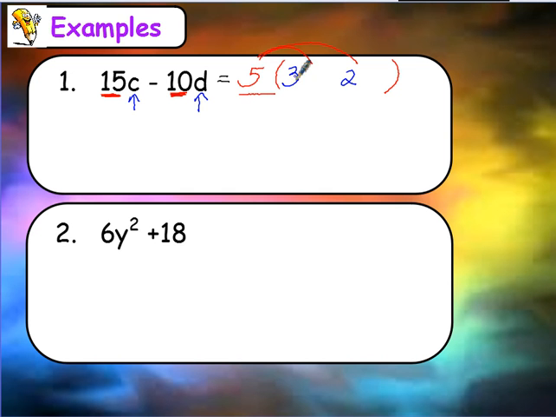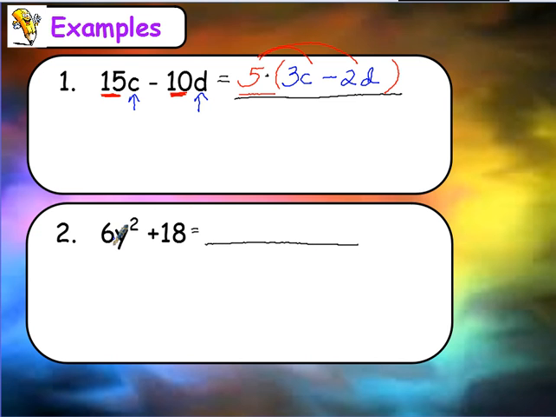Instead, 5 times 3c is what gave me 15c, and 5 times negative 2d is what caused this to be negative 10d. So our final answer is right here, 5 times the binomial 3c minus 2d. This is now the product of two separate expressions. Let's take a look at the next one.